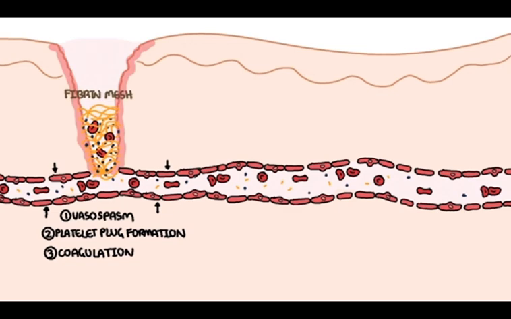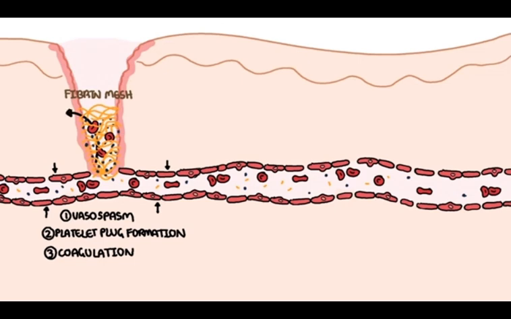In addition to achieving hemostasis, the fibrin mesh serves as scaffolding for the migration into the wound of inflammatory cells, such as polymorphic leukocytes, which are your neutrophils, and monocytes or macrophages.